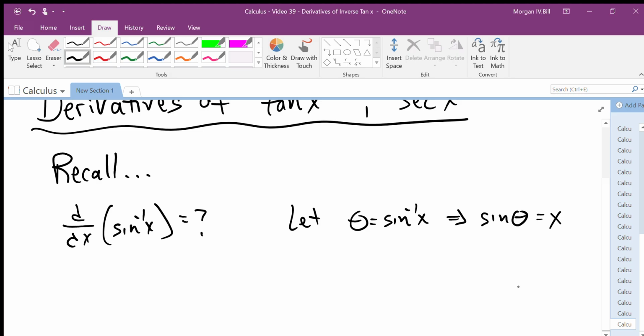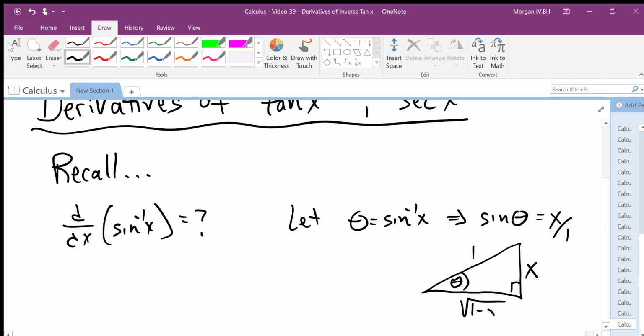From there, we can draw a right triangle. Pick an angle theta. And since sine of theta is x, or x over 1, that's the opposite x over the hypotenuse 1. Then we did the Pythagorean theorem. A squared plus x squared is equal to 1 squared. We solved for a, this adjacent side down here, and we got the square root of 1 minus x squared. Check the old video if you don't remember how to do that.